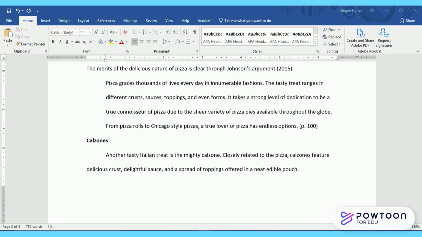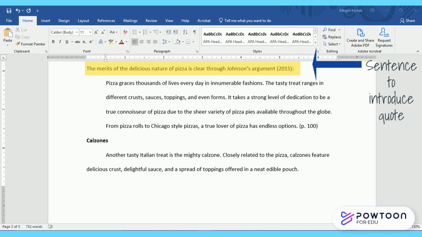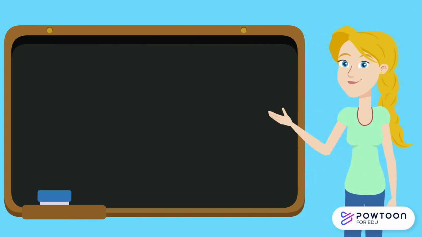An example of this could be, "The merits of the delicious nature of pizza is clear through Johnson's argument (2015)." And that's all there is to it.